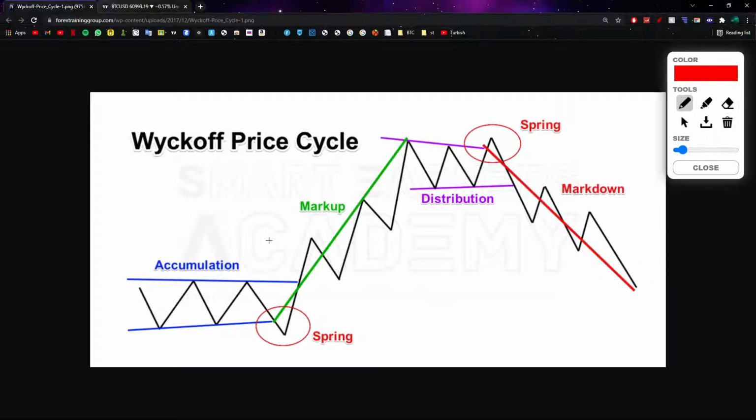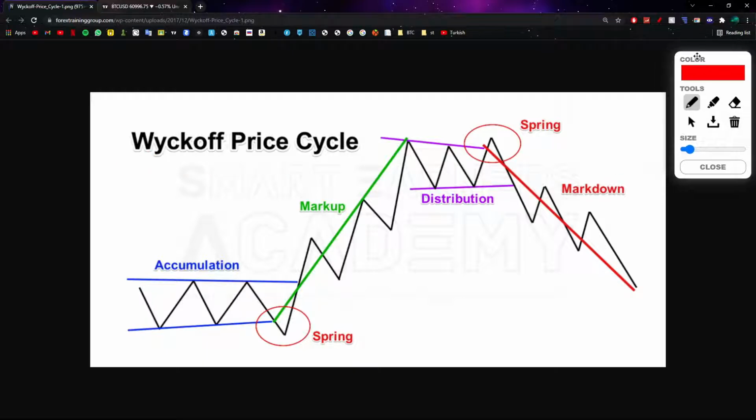So remember I mentioned the Wyckoff price cycle. In today's video we're going to be going over exactly what that is, because it's a very important concept in terms of the overall structure of Wyckoff, and it's usually seen on the higher time frames. So just note that down. It's usually seen on the higher time frames.